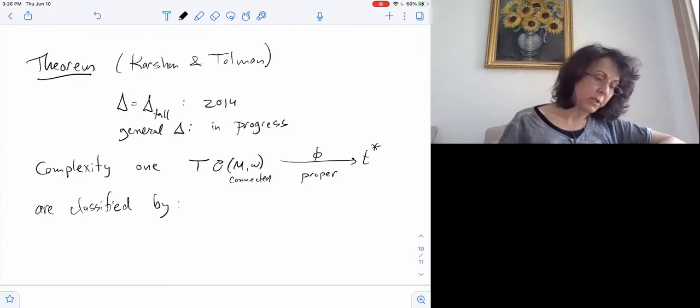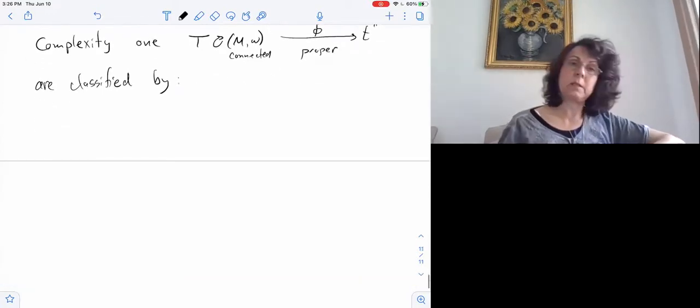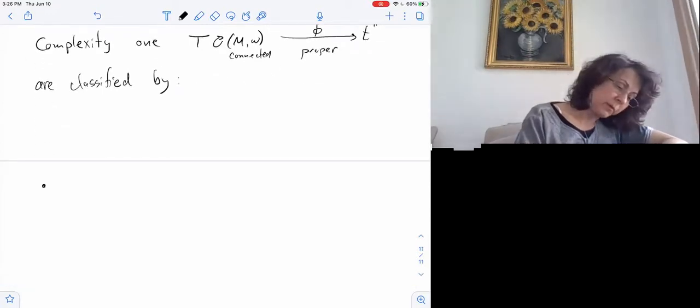by the following pieces of information. And I reached the end of my page. I will now flip to the next page to get the list of invariants. First of all, the momentum image. In the toric case, that's enough. That's it.